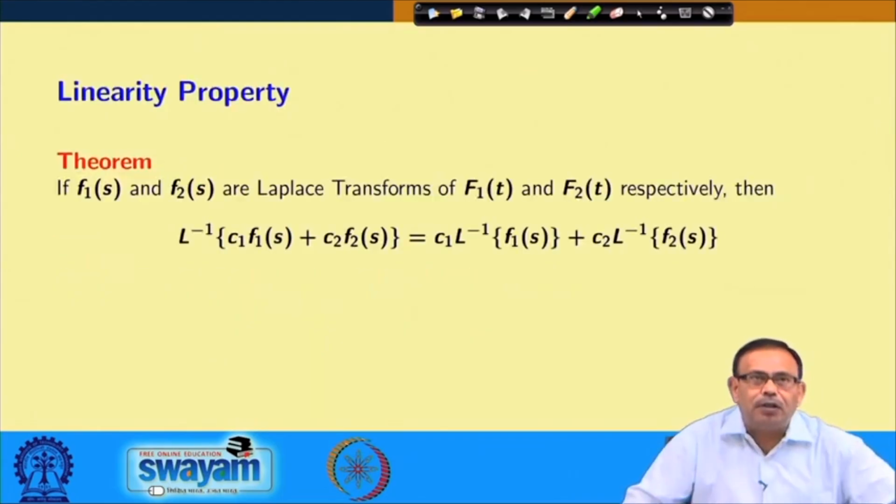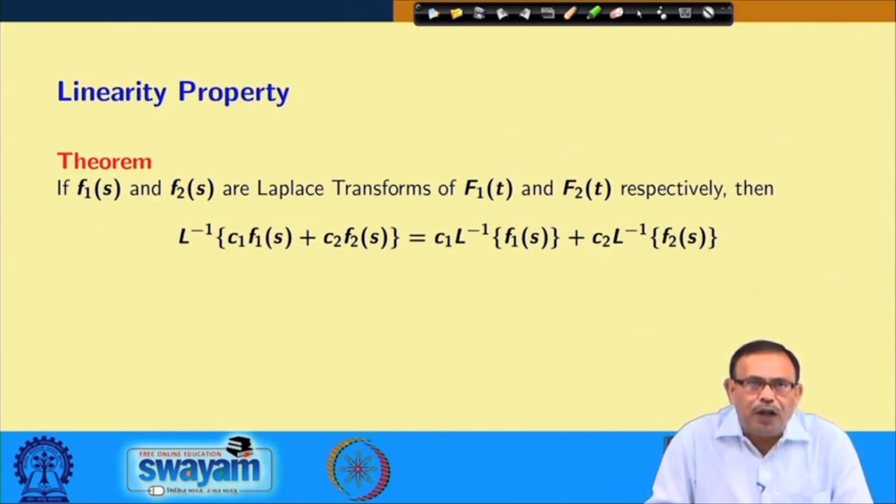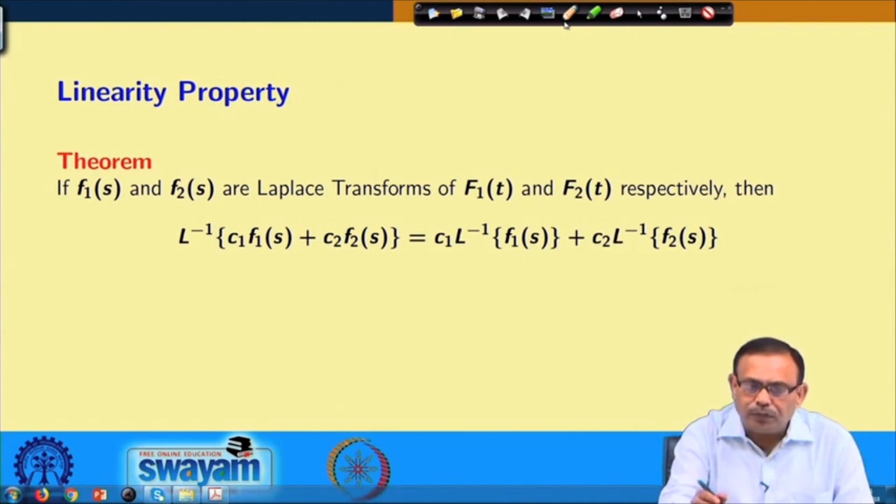The first property is the linearity property. Just like in the Laplace transform, we had the linearity property, in the inverse Laplace transform also we have the linearity property. If F1(s) and F2(s) are Laplace transforms of f1(t) and f2(t) respectively, then L inverse of C1 F1(s) plus C2 F2(s) equals C1 L inverse of F1(s) plus C2 L inverse of F2(s). Let us see the proof of this one.